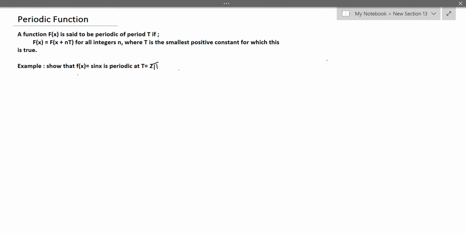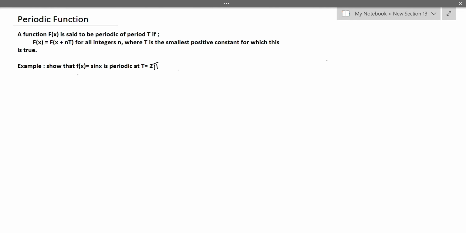A function f of x is said to be periodic of period T if f of x is equal to f of x plus nT for all integers n. N is an integer, so it could be -2, +2, just an integer number, but T is the smallest positive constant for which this statement is true. So T is what we refer to as the period.